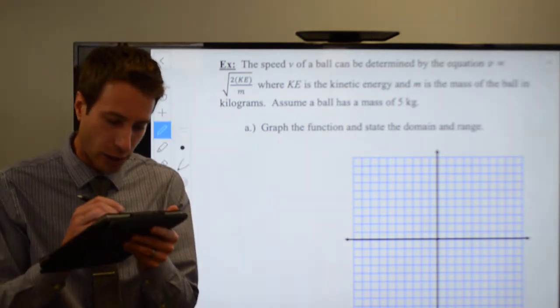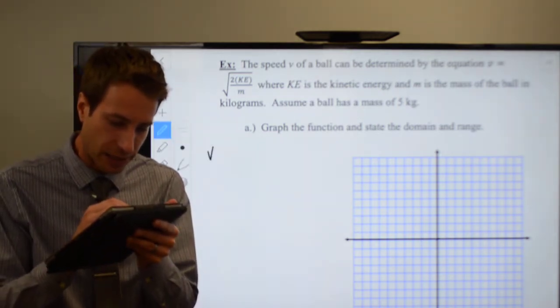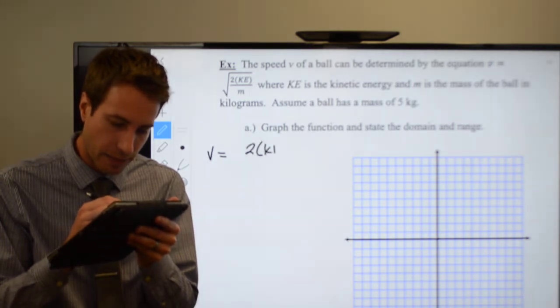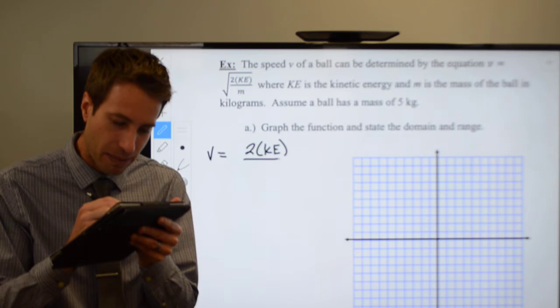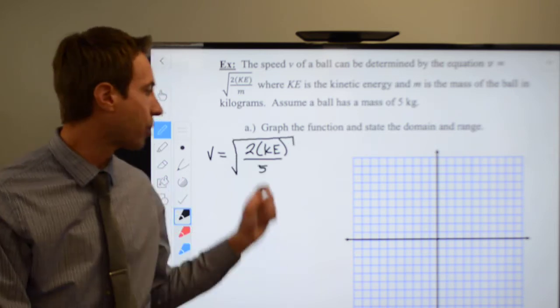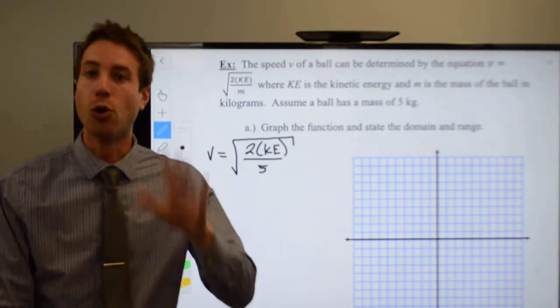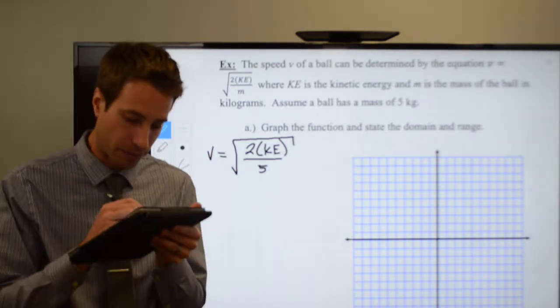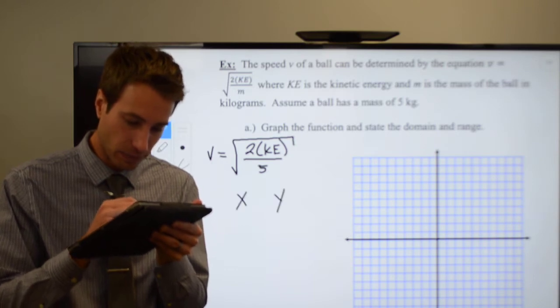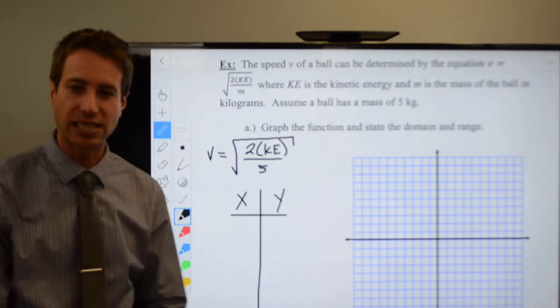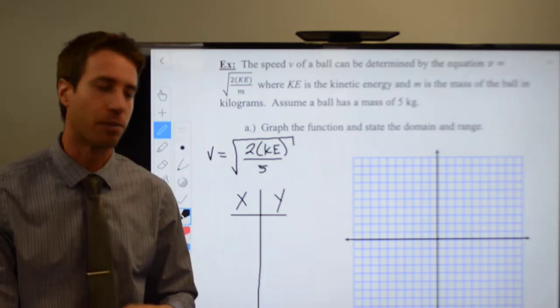So here we go. I tell you the mass of the ball is 5 kilograms. Let's write our equation. v is equal to the square root of 2 Ke divided by 5. And again, the reason I plug a 5 in here is because I tell you the mass of the ball is 5 kilograms. Now, we're going to need to set up a table. And here we go. Let's see if we can find some nice, neat numbers to plug in here.